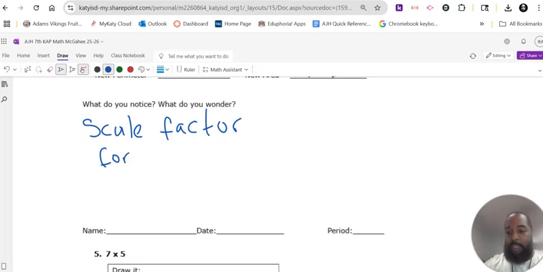Let me pause this for a second. Scale factor for perimeter, sorry about that, is just multiplying by the scale factor.